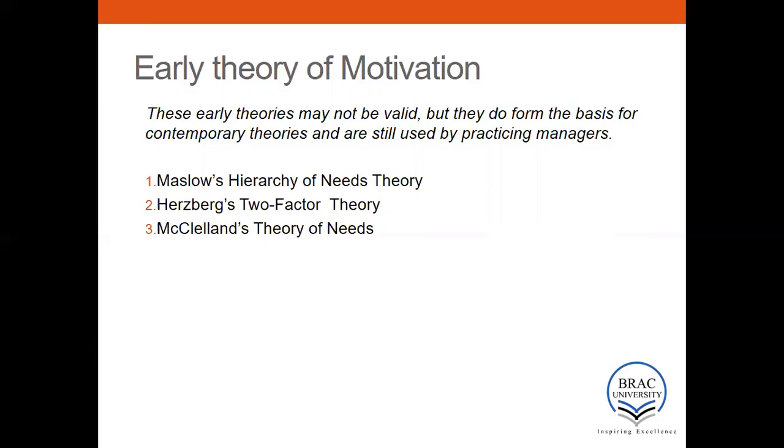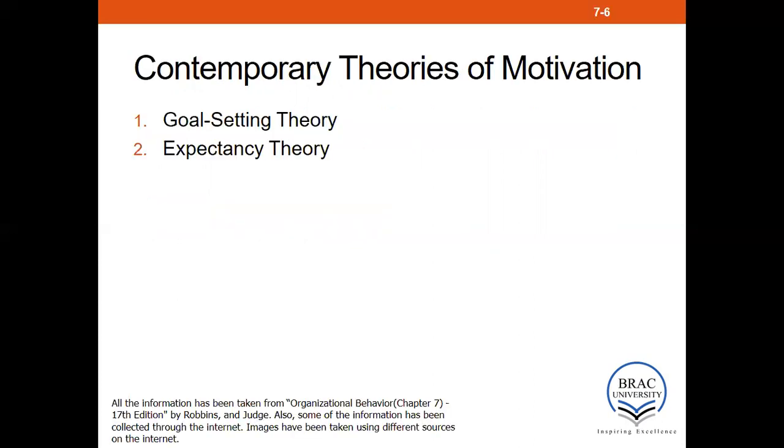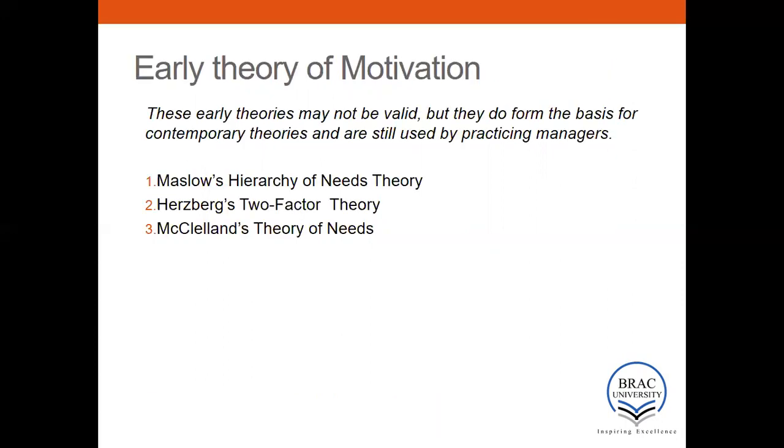One is Maslow's theory, and Maslow is the name of a person. McClelland is also another person's name, and McClelland's need theory. So of course, if the persons are different, their theories are going to be different as well, right? And the second one is Herzberg's theory. And in the contemporary theories, we will see goal setting theory and expectancy theory. Both theories are really practical and relatable to real life. And the early theories, these 3 theories, are also very relatable to real life, trust me.